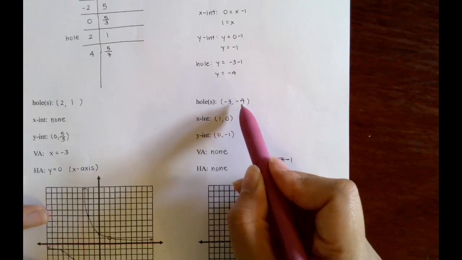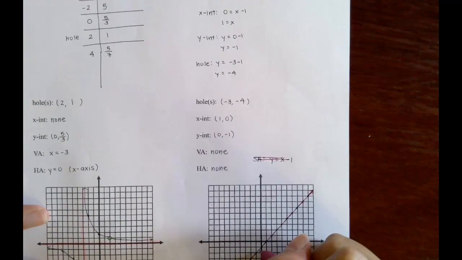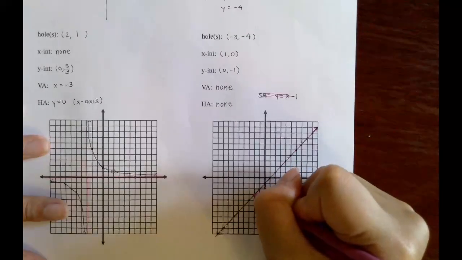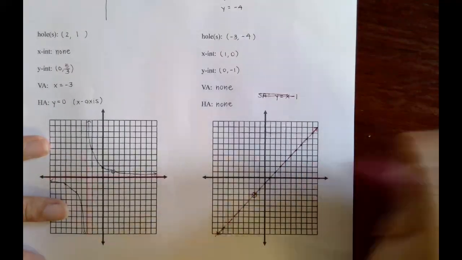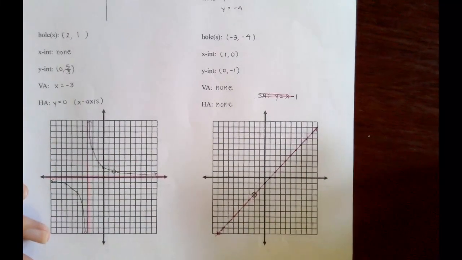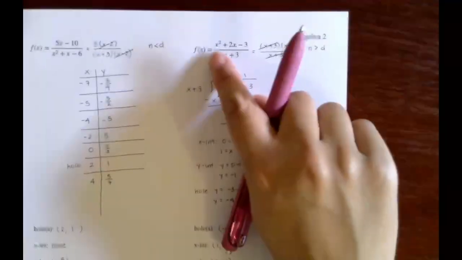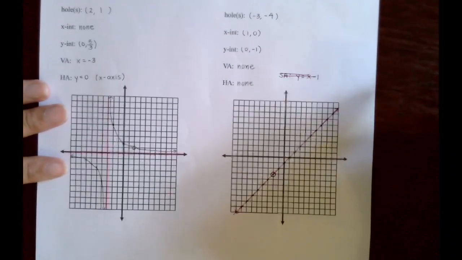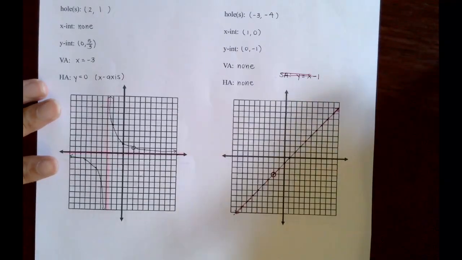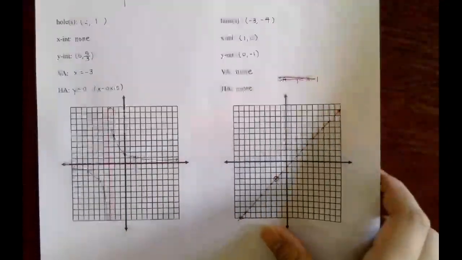Now I just need my hole at (-3, -4), which is right here. And so I just need to make sure I have a hole here. Often if it was like a cube or whatever, then we would have our slant asymptote here. Okay, but in this case we don't have one because I was just left with y equals x minus 1. Cool. Okay, so now let's do one more before you try your own.